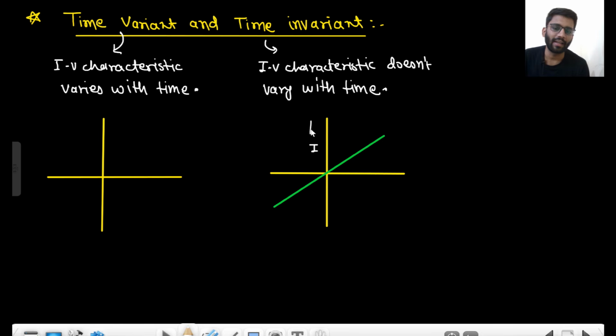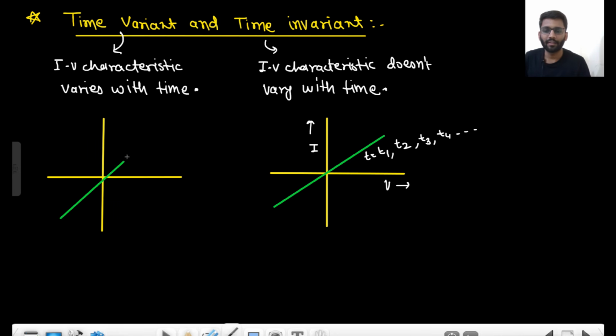You make an IV characteristic at time t1. Then the next day you come and again make the characteristic. The characteristic is the same. The next day you come again and make it. The characteristics are always the same for time t1, t2, t3, and t4. Every day you get the same characteristics. Then it will be called time invariant.